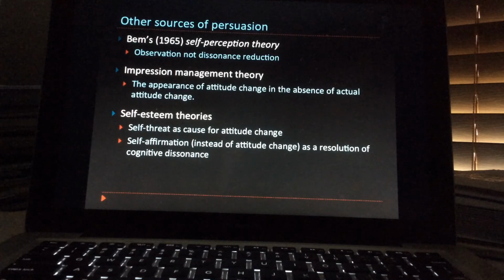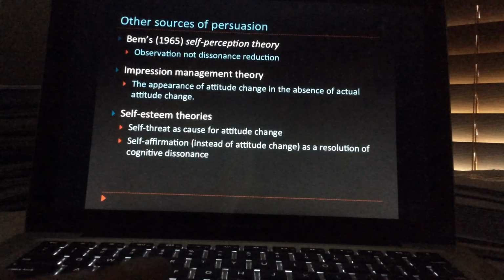And what that means is that there sometimes will be the appearance of attitude change in the absence of actual attitude change, right? So if you grew up in a house of Labour voters, but you personally vote Liberal, when you're with your family, you might use impression management techniques to suppress talking about your Liberal voting tendencies, and instead you might even lie about it and say that you don't vote Liberal, or you might even lie further and say that you do vote Labour.